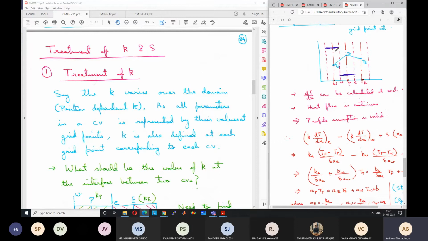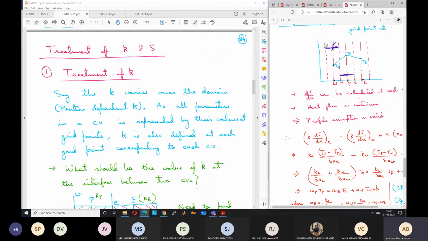Conductivity, remember, is stored at the center. So we have the conductivity value here as, say, kW. I am unable to write with my mouse here, but this is known. K capital W is known. Similarly, K capital P is known. So we want to know what should be the conductivity at the interface.